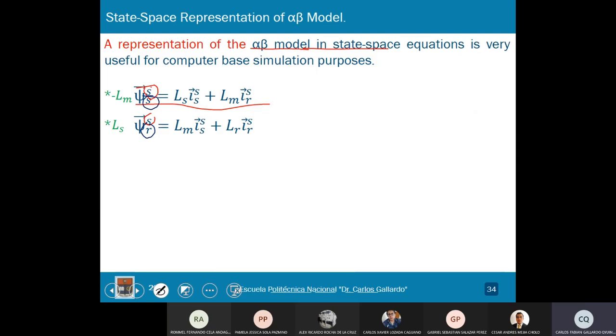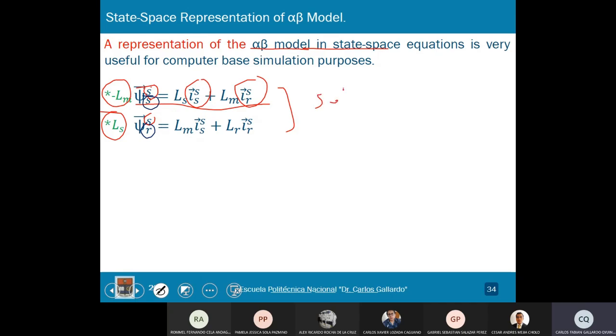My objective is to compute the currents. So I will have two currents. This is the stator current space vector, and this is the rotor current space vector. So I have these two equations. I need to solve these two equations, 2 by 2 equations. So I will multiply the first one by this, and the second one by the stator inductance, because my objective is to compute the stator current and the rotor current.